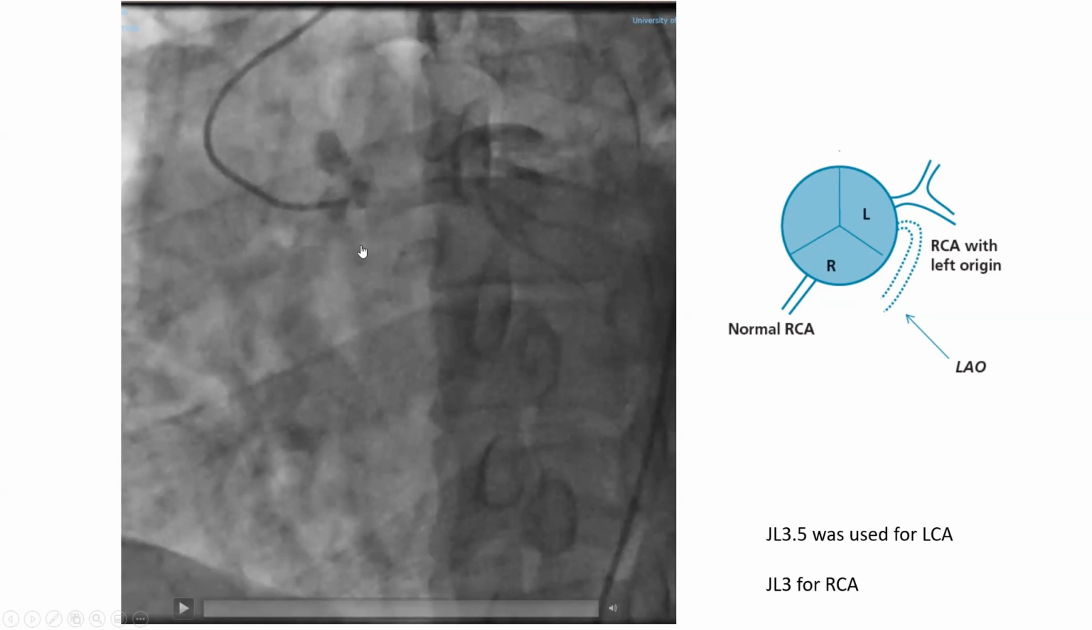Now, another idea here, okay, is how to engage that anomalous RCA, which is the third step. Besides defining anomalous origin from a contralateral sinus, you have to define the course, then what's the takeoff?